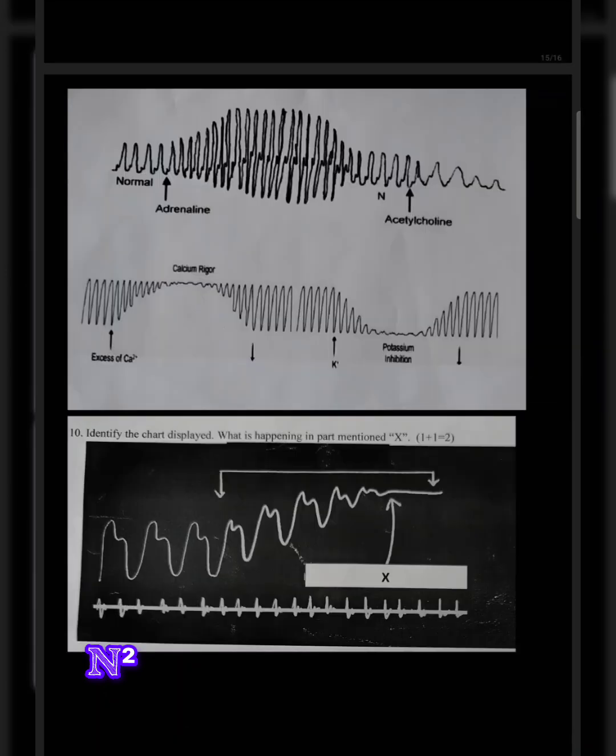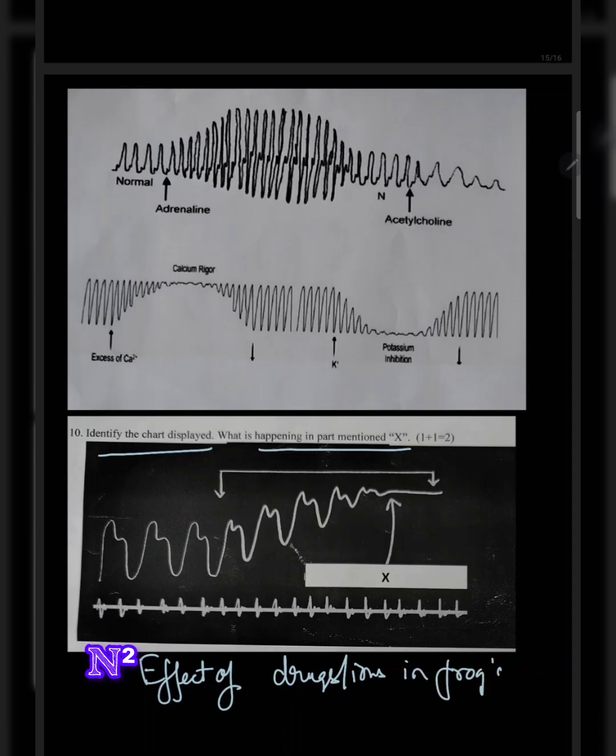Now the next question might come: what is the effect of the drugs, or identify the chart displayed, what is happening in the part mentioned X. Okay, so these are the effect of drugs or ions in frog's heart. Instead of the words drug and ions, in this particular case you should add the word calcium: effect of calcium ions in frog's heart.